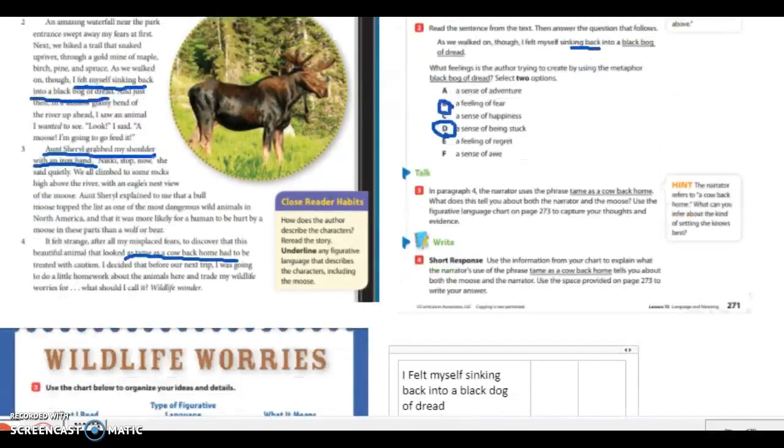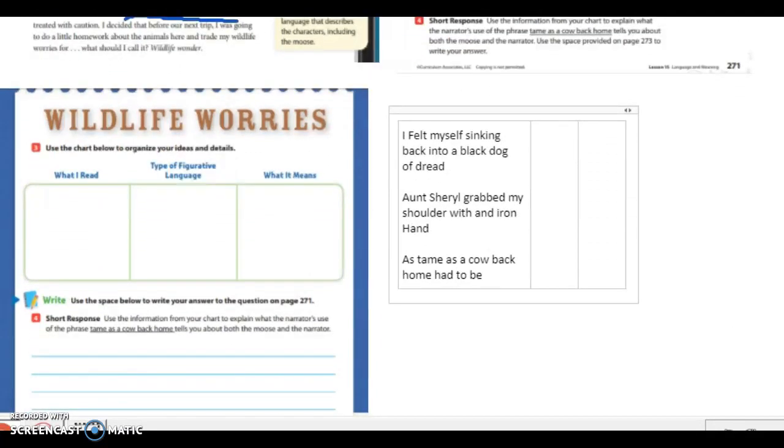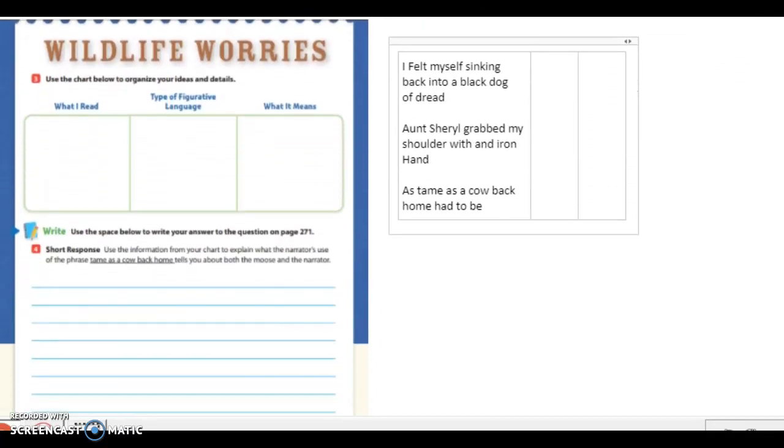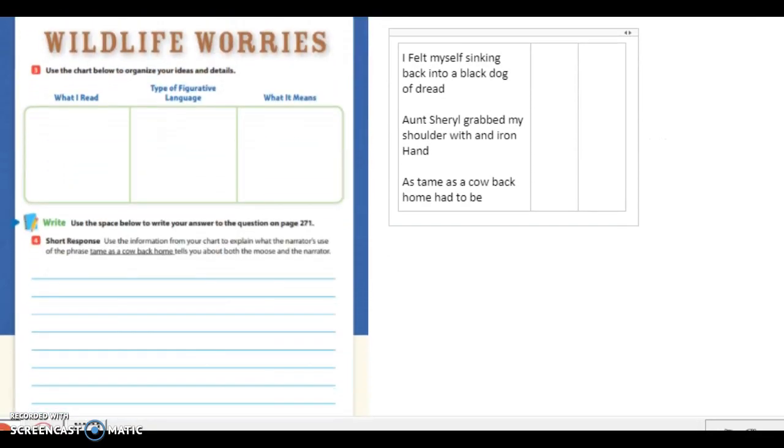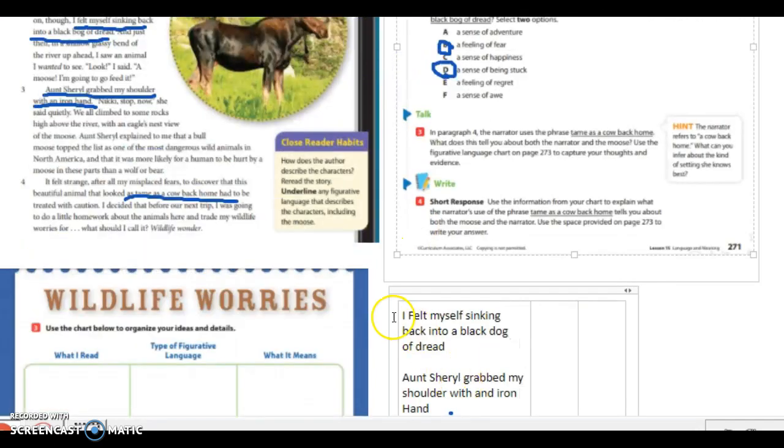We're now going to scroll down and quickly go through question 3. Use the chart below to organize your ideas. And our ideas said, in paragraph 4, the narrator uses the phrase, tame as a cow back home. What does this tell you about both the narrator and the moose? Use figurative language on the chart on page 273 to capture your thoughts. So, I'm going to go ahead and type now while you fill in your chart with me.